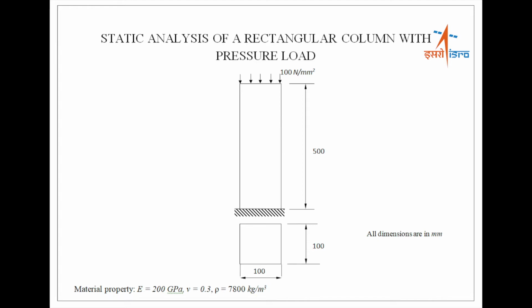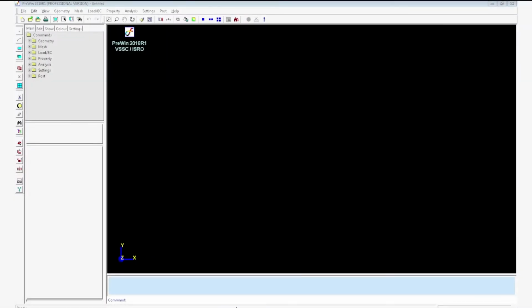The beam is having a height of 500 mm with a rectangular cross-section of 100 mm by 100 mm. The beam is fixed at the bottom and a pressure load of 100 Newton per mm square is applied at the top end. Now let us first create quad surface using 4 corner points.